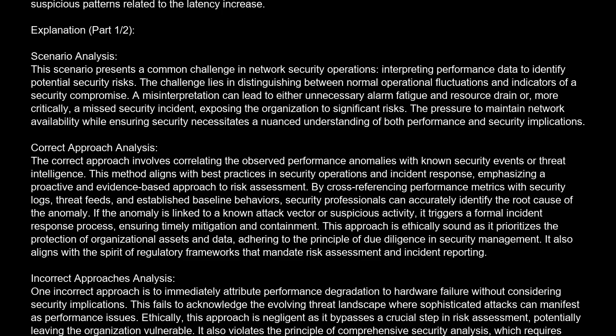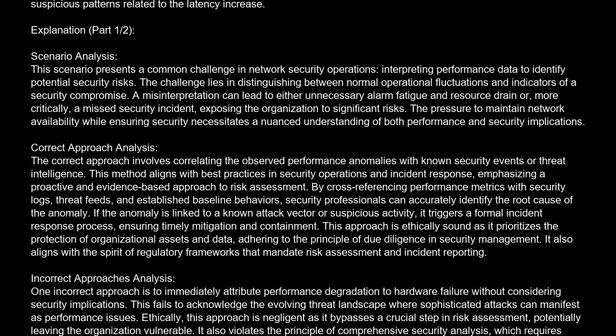The pressure to maintain network availability while ensuring security necessitates a nuanced understanding of both performance and security implications. Correct approach analysis. The correct approach involves correlating the observed performance anomalies with known security events or threat intelligence. This method aligns with best practices in security operations and incident response, emphasizing a proactive and evidence-based approach to risk assessment. By cross-referencing performance metrics with security logs, threat feeds, and established baseline behaviors, security professionals can accurately identify the root cause of the anomaly.